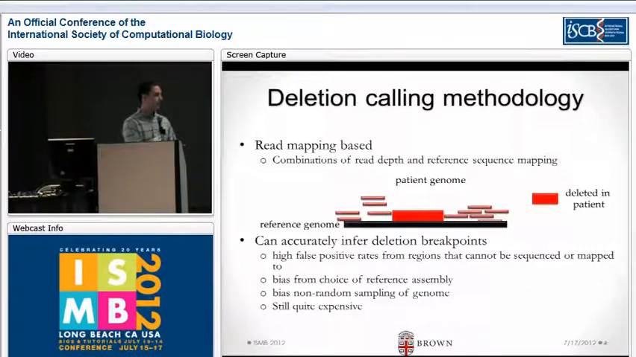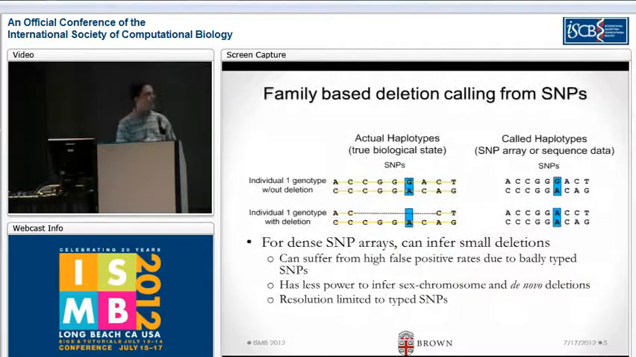Biases do exist from the choice of reference assemblies, so different reference assemblies will give you different sets of deletions. There are also biases from non-random sampling of the genome during the sequencing process, and this is still very expensive to apply to GWAS type data.